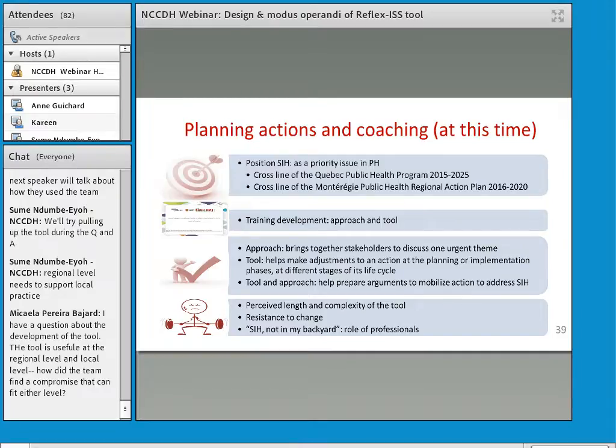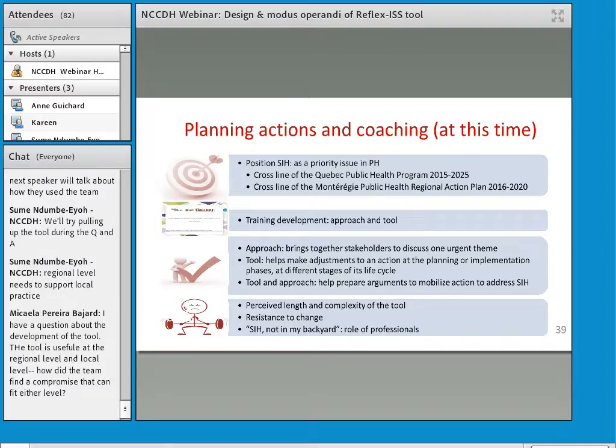However, while planning, we still have some people who saw a lot of obstacles in using the tool and the approach. The tool is still perceived as really long to do and maybe a little bit complex. There are a lot of people who have this resistance to change, and we still have the perception that it is not in their backyard, it is not their role. So we really act now to change those perceptions.